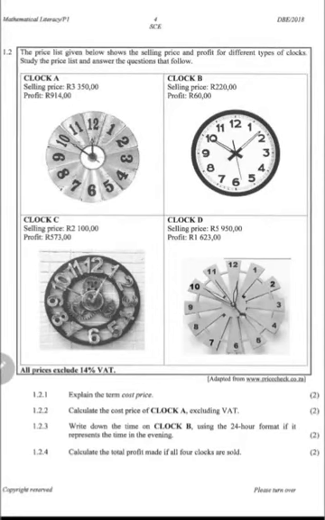Move to question 1.2. You'll notice there's 4 clocks in the diagram. Inside each clock, we talk about a profit and a selling price. Question 1.2.1 asks us to define the term cost price.